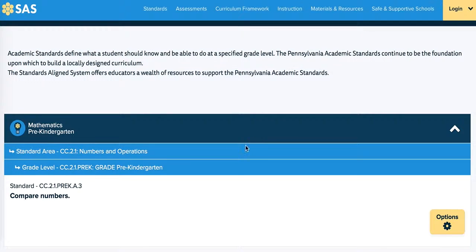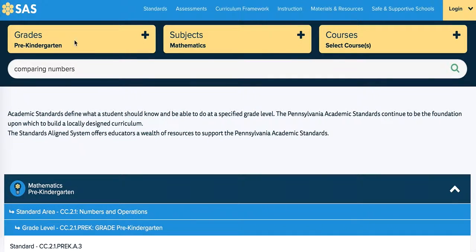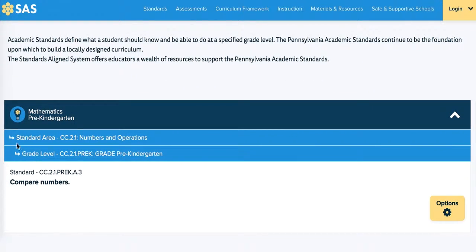So we went in and we searched comparing numbers for pre-K in math, and we came up with the standard area 2, Common Core 2.1, which is numbers and operations. And then we have the grade level standard that breaks down the anchor right here. And we see comparing numbers. But what does that really mean? Specifically, how many numbers? Comparing numbers to 100, comparing numbers to 5. We don't know because this standard is not specific enough. We're going to find out those specific things in just a moment. So keep in your mind, again, numbers and operations and comparing numbers because we're going to look for that.